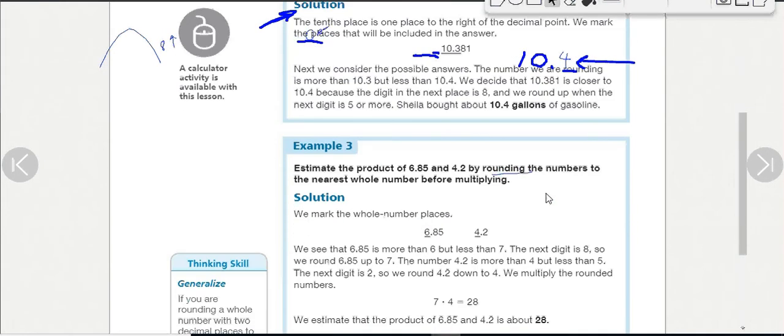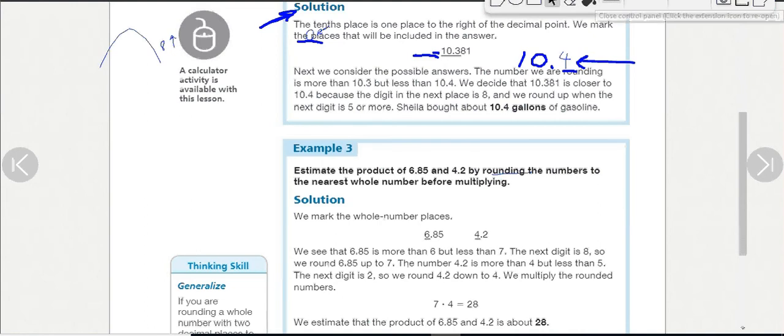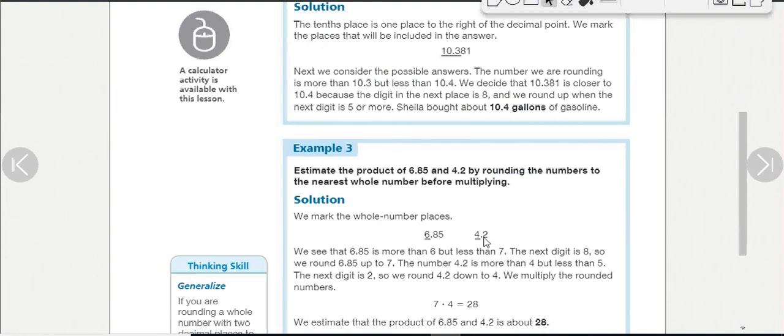Example 3, estimate the product. Product means we're multiplying. Of 6 and 85 hundredths times 4 and 2/10 by rounding the numbers first to the nearest whole number. So no decimals before multiplying. What is this one if I round it?